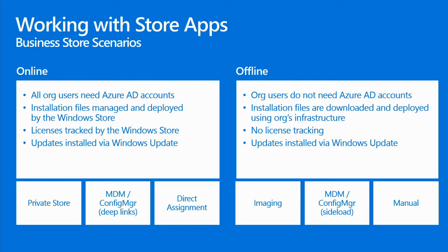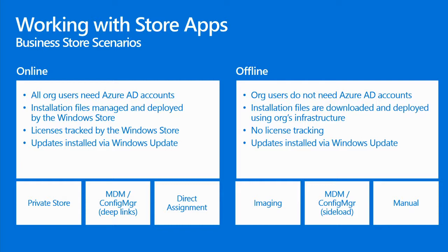Doesn't really matter. In the online scenarios, the store takes care of tracking the licenses. The store takes care of everything. In the offline scenarios, you do. So you get the bits, you deploy the bits, you take care of counting the licenses. All of that stuff is back on you.